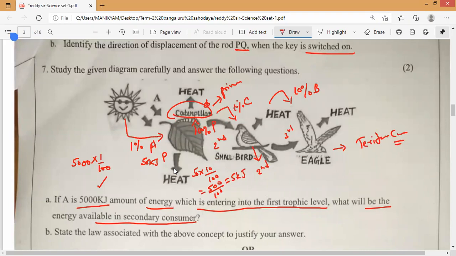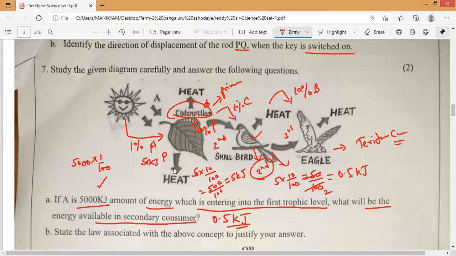Now from that, only 10% goes to the bird. So bird 10% means 5 into 10 by 100, which equals 50 by 100, which equals how much, guys? 0.5. So 0.5 kilojoules. That is what the bird will get. So they are asking only for the secondary consumer. So secondary consumer, how much energy?